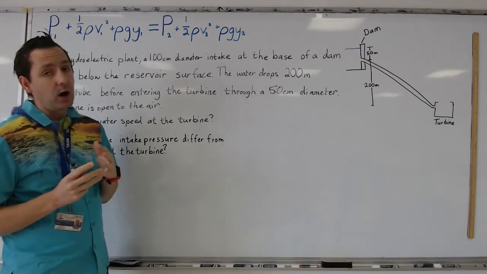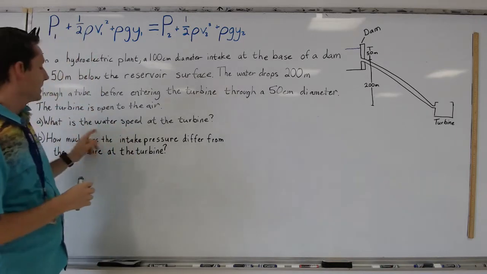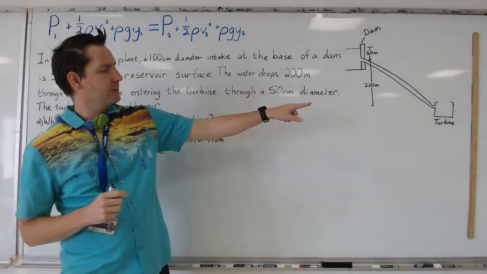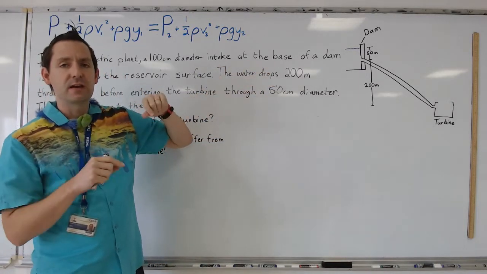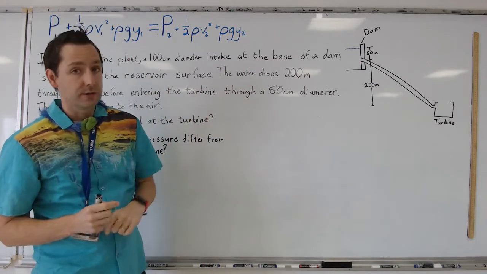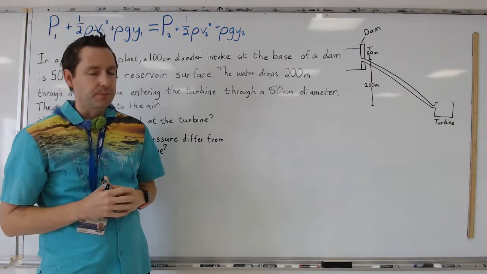Now, it's often very tempting when it asks what is the water speed of the turbine to say, oh, I need to know the speed at the beginning, and then I can use the AV because the size of the pipe is changing. Problem is, we don't know the speed at the intake. So there's definitely an easier way to do this, all right?